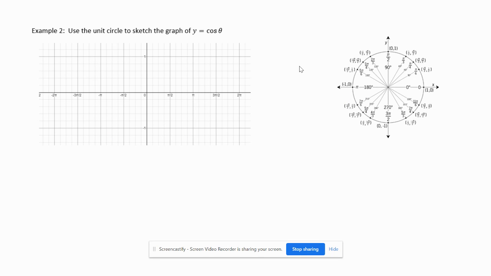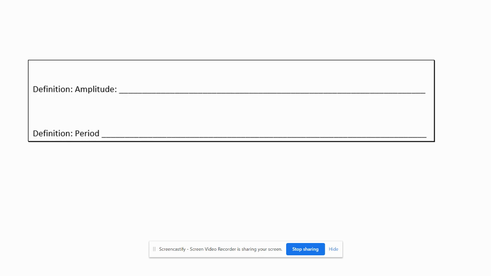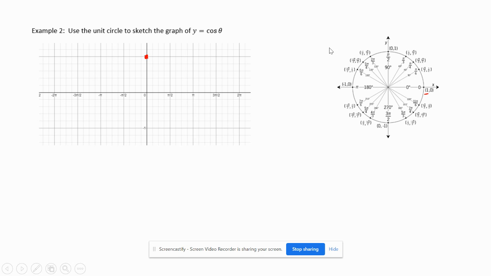We're going to take a similar approach for y equals cosine theta. Except for cosine theta, we're now looking at the x values on our unit circle. So when our angle is 0, cosine is 1. When we hit pi over 2, our value of cosine pi over 2 is 0. At pi, we hit -1. At 3 pi over 2, we hit 0. And this graph looks like this.